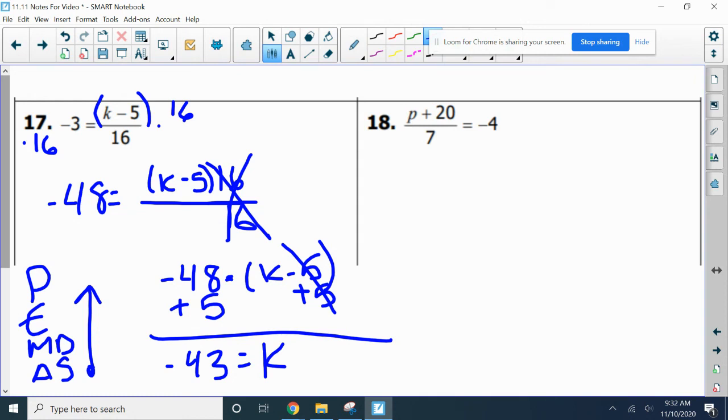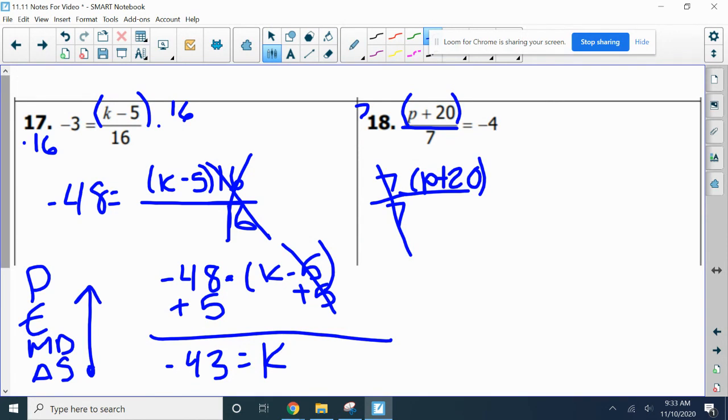All right, awesome. So I'm going to go ahead and do the next one. So again, this line right here creates a grouping. So that top half is parentheses. We're still working backwards, but before I can do my parentheses, I have to get rid of that division. We get rid of division with multiplication. So times 7, 7 over 7, p plus 20. 7 over 7 is just 1.